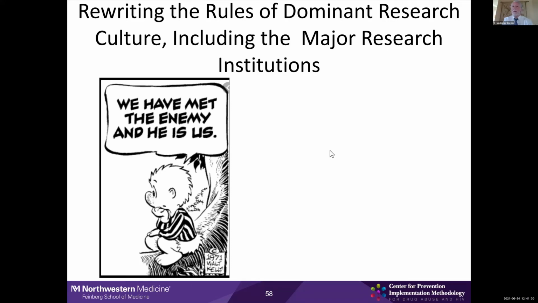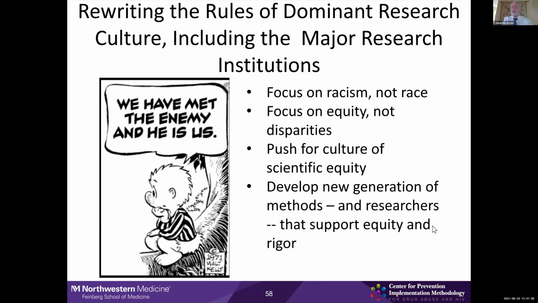This goes back to Pogo in 1971. We've met the enemy and he is us. I do think it does need to look at some introspection. Here's a couple of examples.